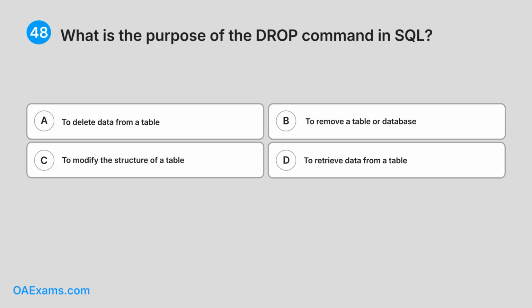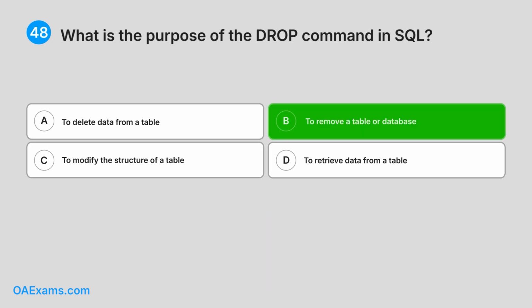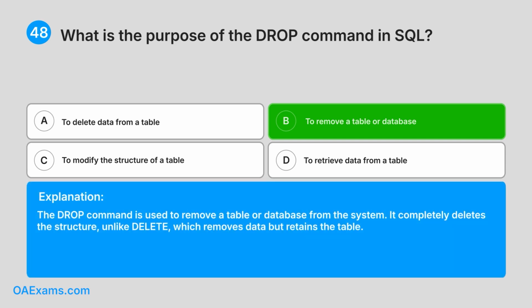Correct answer B. To remove a table or database. Explanation. The drop command is used to remove a table or database from the system. It completely deletes the structure, unlike delete, which removes data but retains the table.